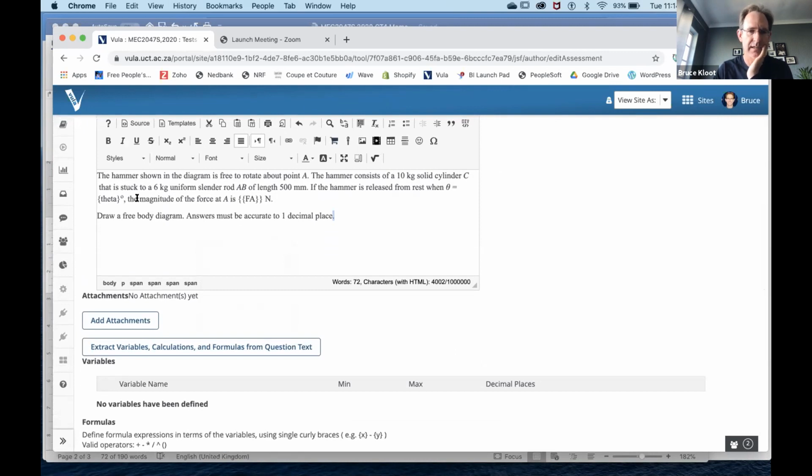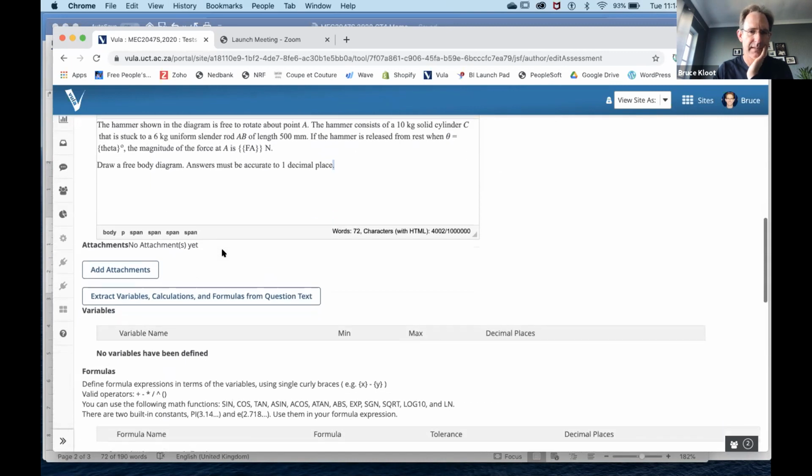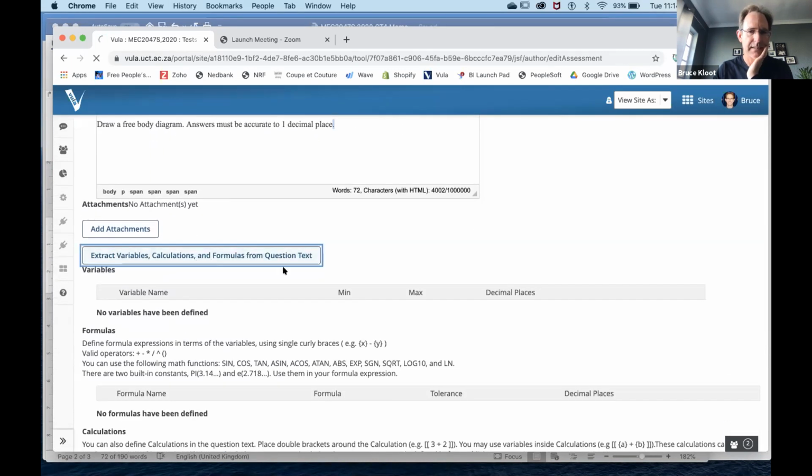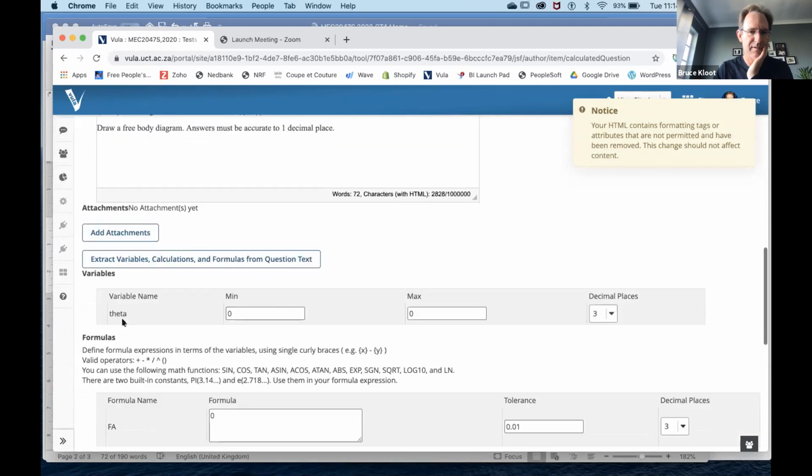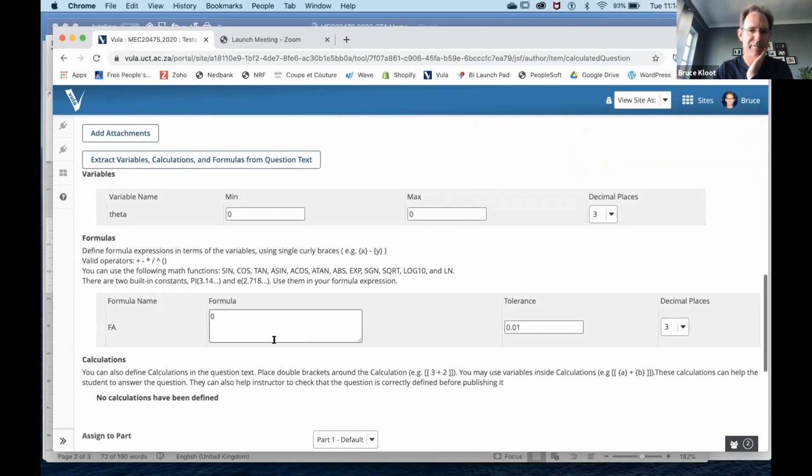So the students have to say the magnitude of the force at A is, and they have to give the answer there. And I say extract. And then what it's looking for from me is that variable theta, which was the one in the single curly brackets. It's looking for a minimum, maximum, and a formula here for FA, which is the force A. So you just put a minimum and a maximum, and how many decimal places? We're going to say none.